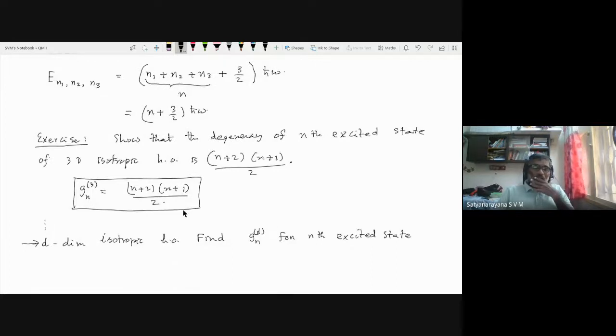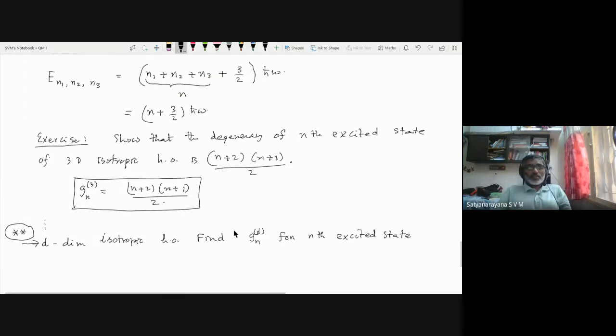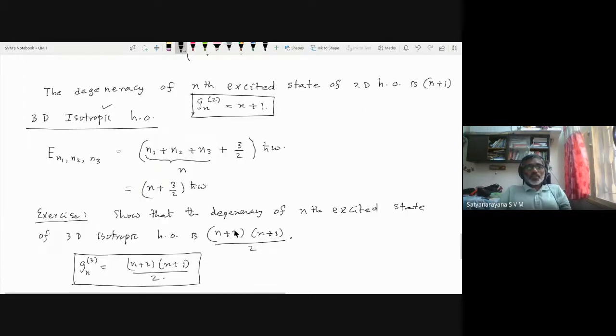So you can try to find this answer. In textbooks you always see that kind of 1-star problem, 2-star problem. So this is in some sense a 2-star problem. The difficulty level is not very high, but you have to put in a little effort to think about this. So this is one exercise.